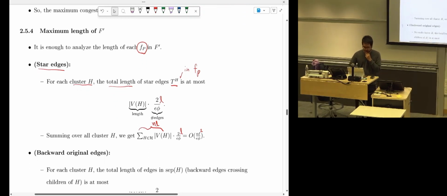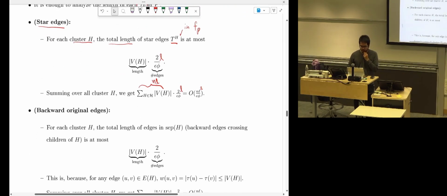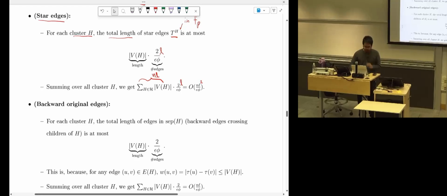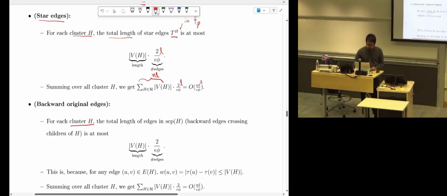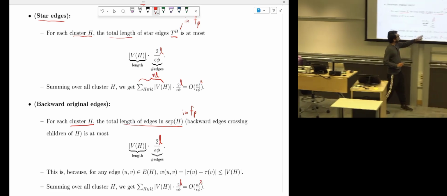It's going to be the same for backward edges actually, because let's look at each cluster. The total length of edges in separator of H in FP, separator of H, which is like the backward edges crossing the children of H. This is just at most, I forget all the L here, L square. At most this many edges.